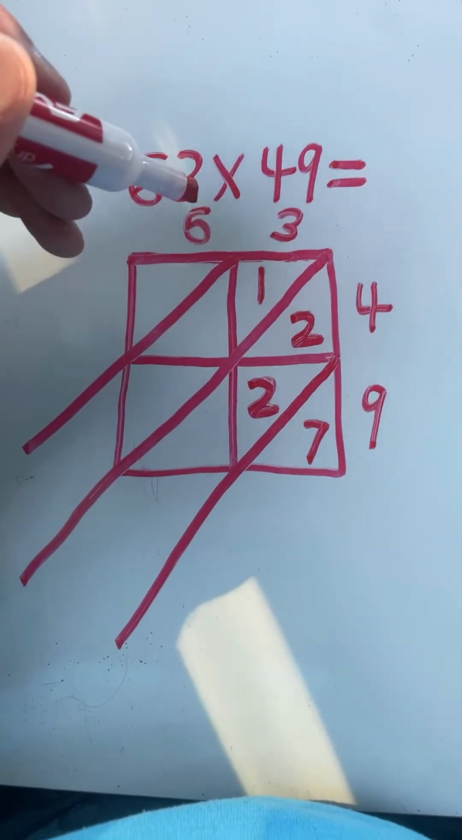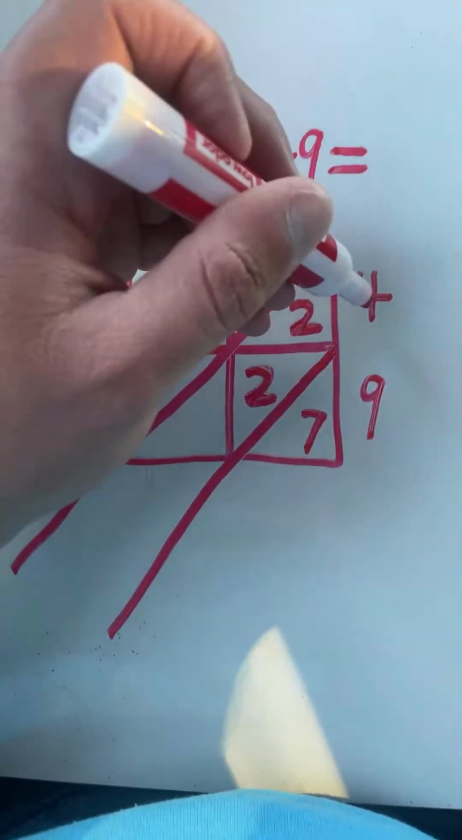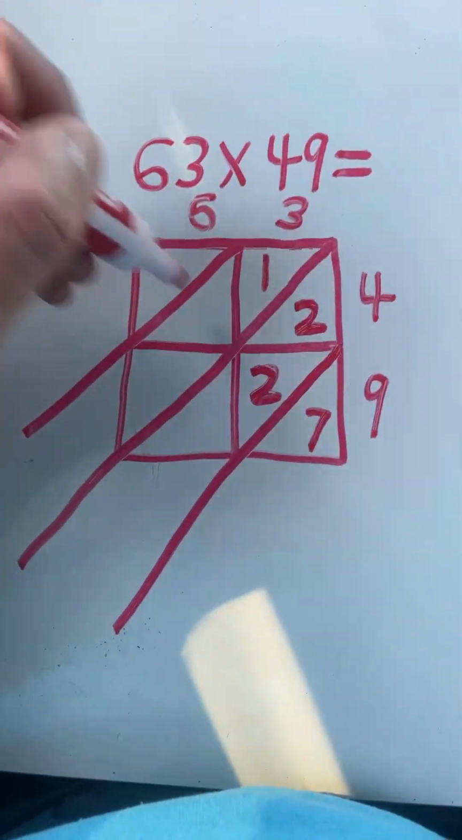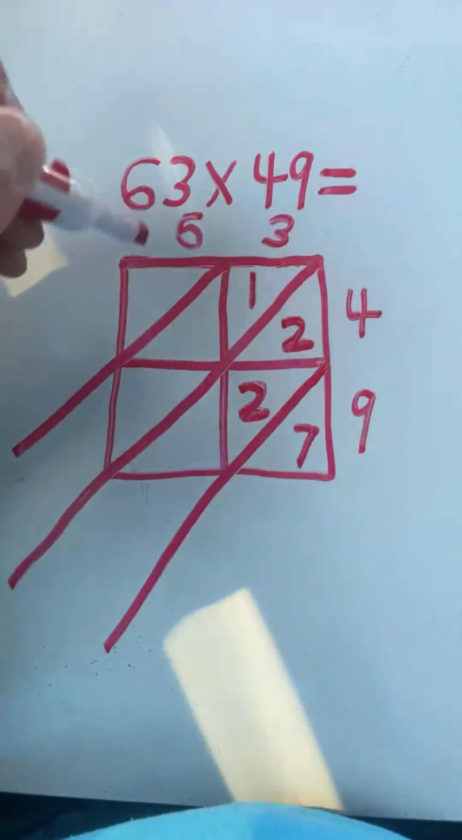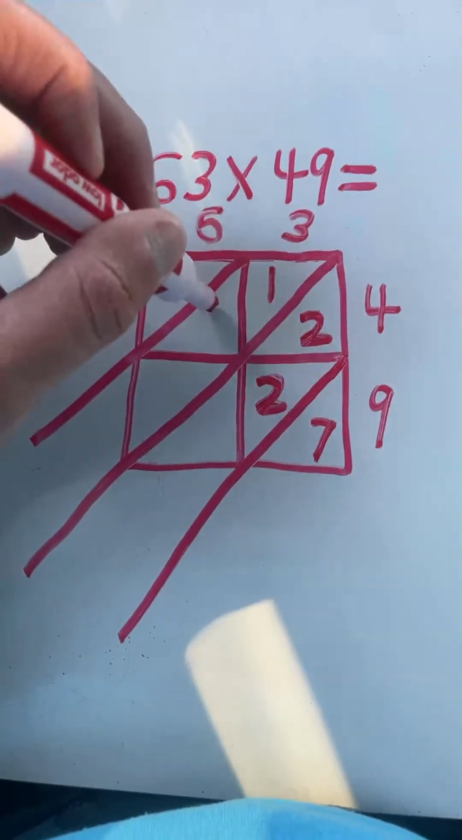All right. Next digit to multiply, we're going to multiply 6 times 4. The answer to 6 times 4 is going to go in this square. 6 times 4 equals 24. So 2 in the top triangle, 4 in the bottom triangle.